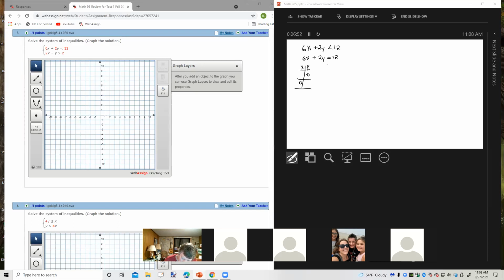So if y is 0, 6x plus 2 times 0 equals 12. 6x plus 0 equals 12. 6x equals 12. Divide both sides by 6, x equals 2. Okay. If x is 0, 6 times 0 plus 2y equals 12. 0 plus 2y equals 12.